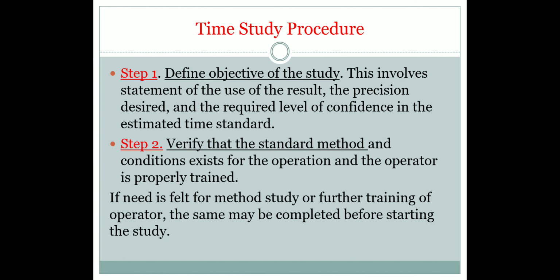Time study procedure. In the time study procedure we will see one by one the steps. The first step is to define the objective of the study. This involves the statement of the use of results, precision desired, data required, and level of confidence in the estimated time standard. Step 2, verify that the standard method and conditions exist for the operation and the operator is properly trained.